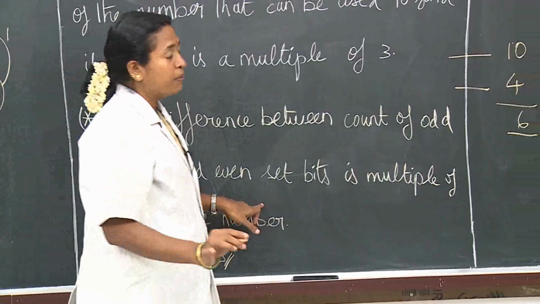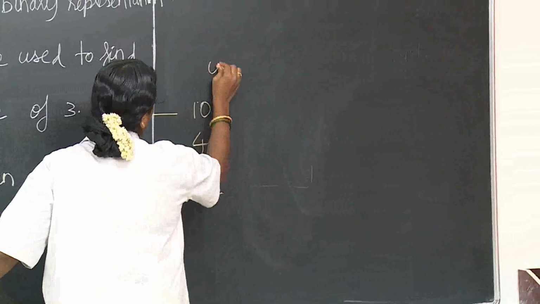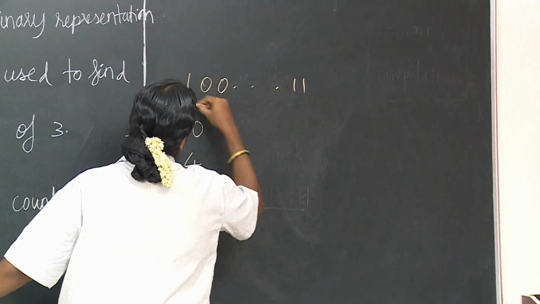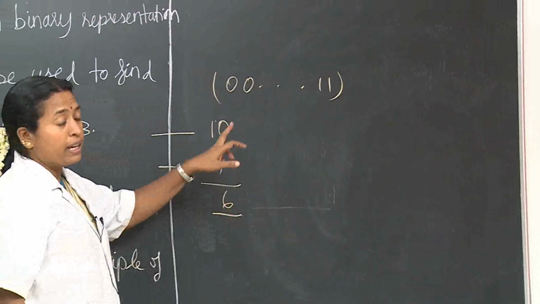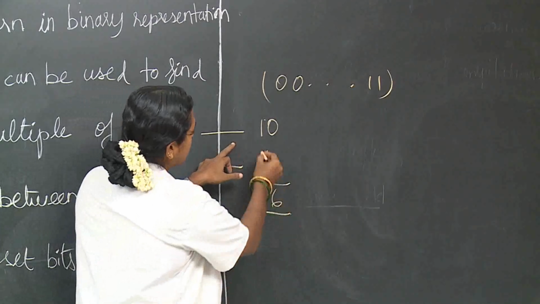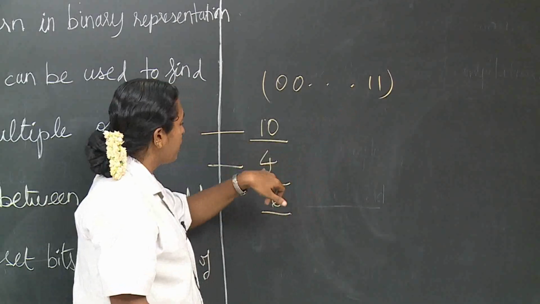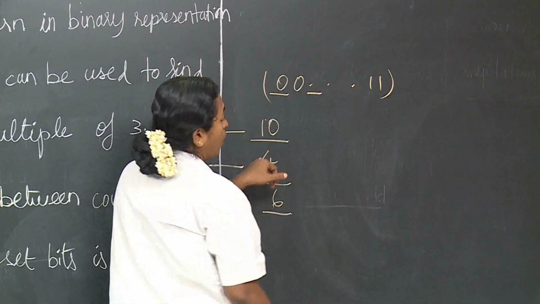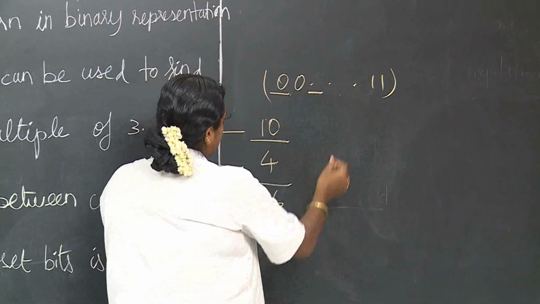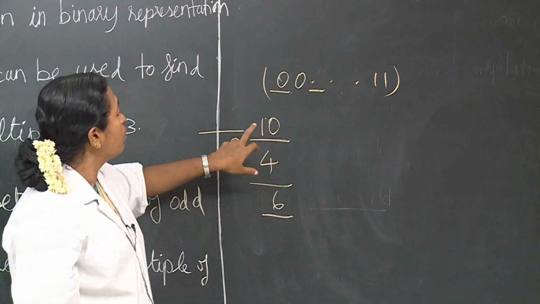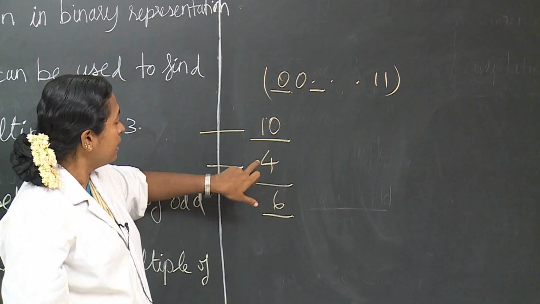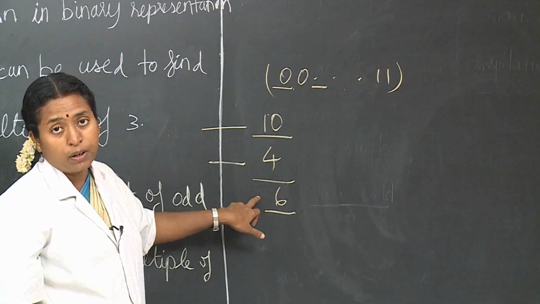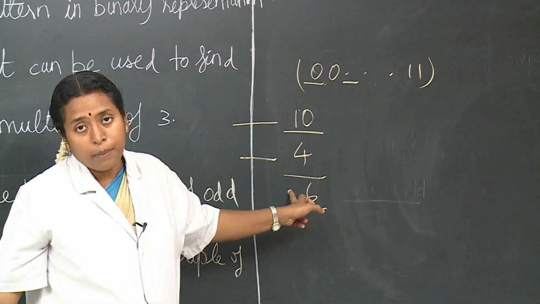Suppose I have a 14 digit binary number. Here the odd bits are the 1st, 3rd and so on, and the even bits are the 2nd, 4th, 6th and so on. If the difference between the count of odd bits and the count of even bits is a multiple of 3, then the number is a multiple of 3.